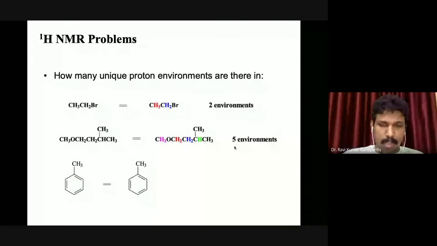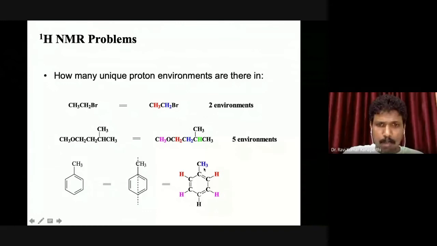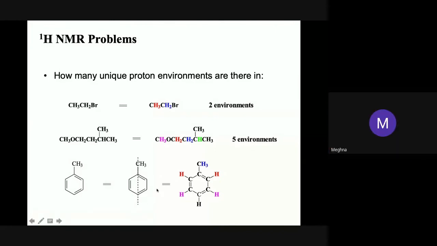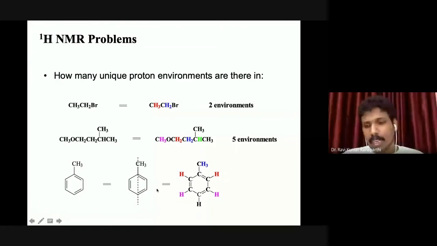You just use the symmetry axis, and then you can easily make it out. Methyl has 1 proton, and both ortho hydrogens come under one environment and resonate at one position, and then the meta and then para. So 1, 2, 3, 4. There are 4 different chemical environments, and when you record the spectrum, you will get 4 different NMR peaks.